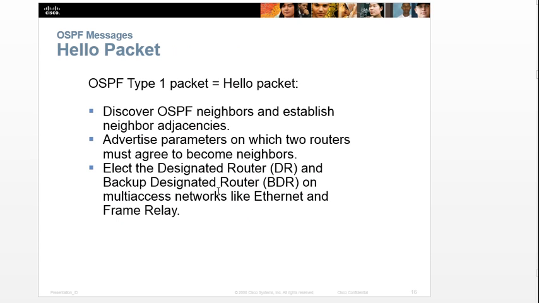The first type, again, is the hello packet. And that hello packet's going to go out to discover these neighbors. It's going to advertise the parameters on which the 2 routers must agree to become neighbors. It's going to elect a designated router and a backup designated router on multi-access networks like Ethernet and frame relay. And we'll talk about those in just a minute.